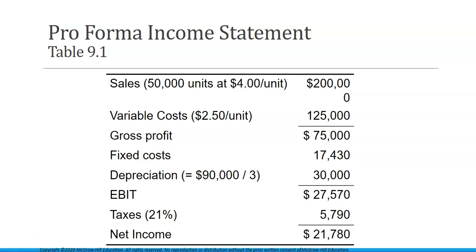So we create this pro forma income statement. We have sales, 50,000 units at $4 a unit, less our variable cost per unit, which gives us our gross profit. Then we take our fixed costs and our straight-line depreciation, giving us the earnings before interest and taxes, and our 21% tax rate, which gives us our net income.